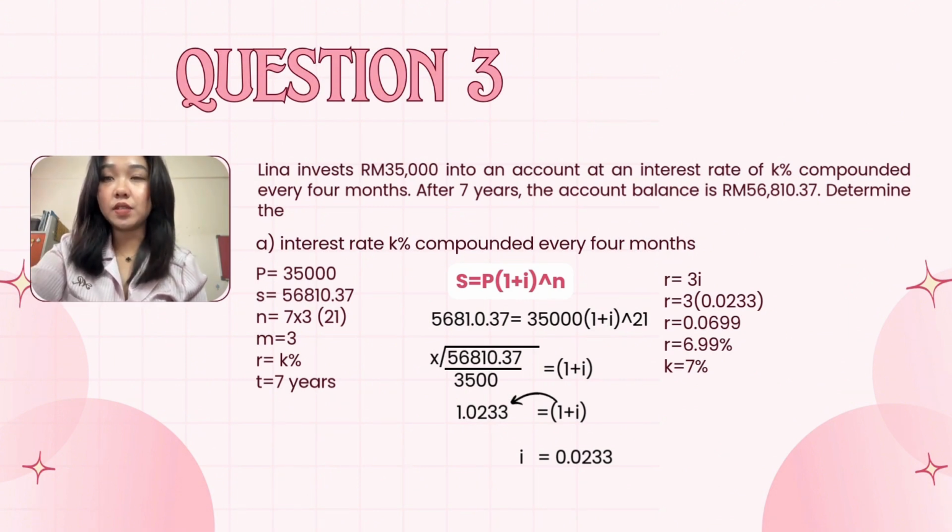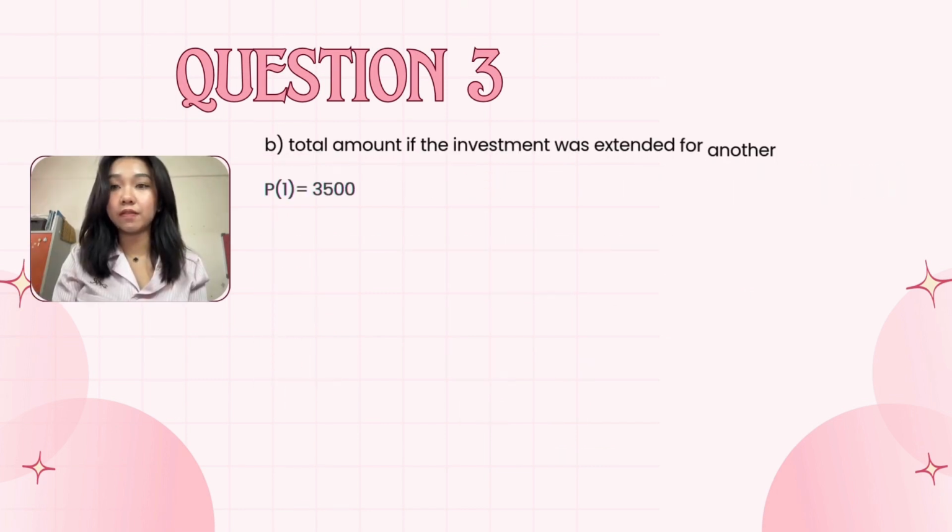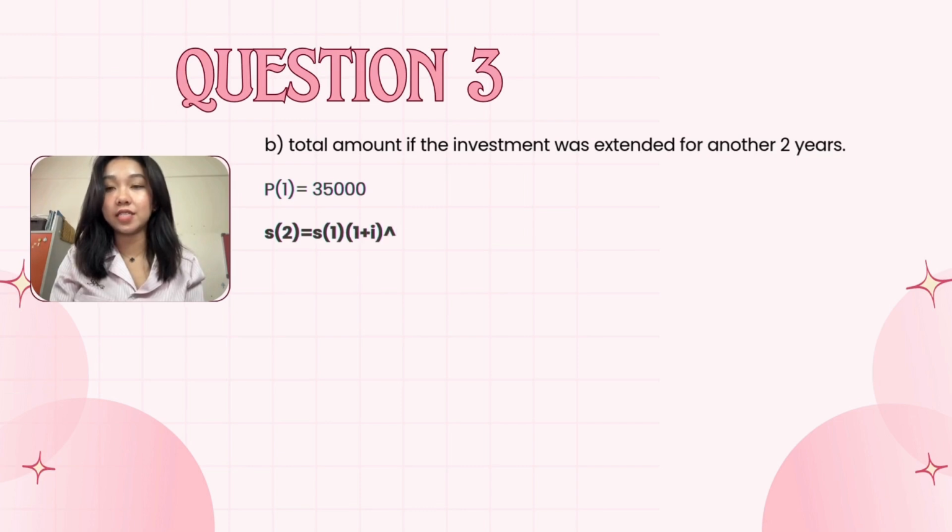So I'm going to use the formula S equals P bracket 1 plus I to the power of N. We put the values into the formula and I get I equals 0.0233. To find the rate, we use I equals R divided by 3. And then we get K equals 7%. D, the total amount if the investment was extended for another 2 years.